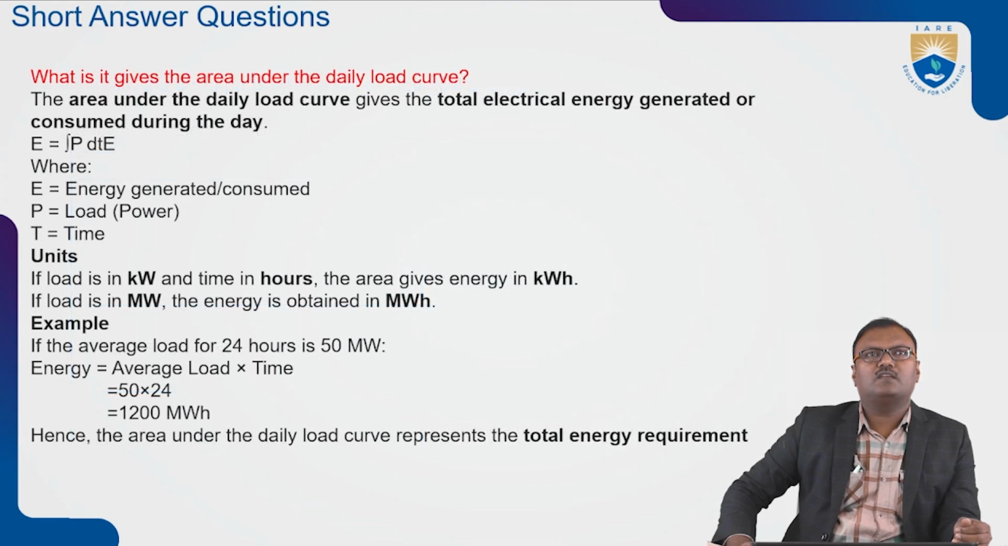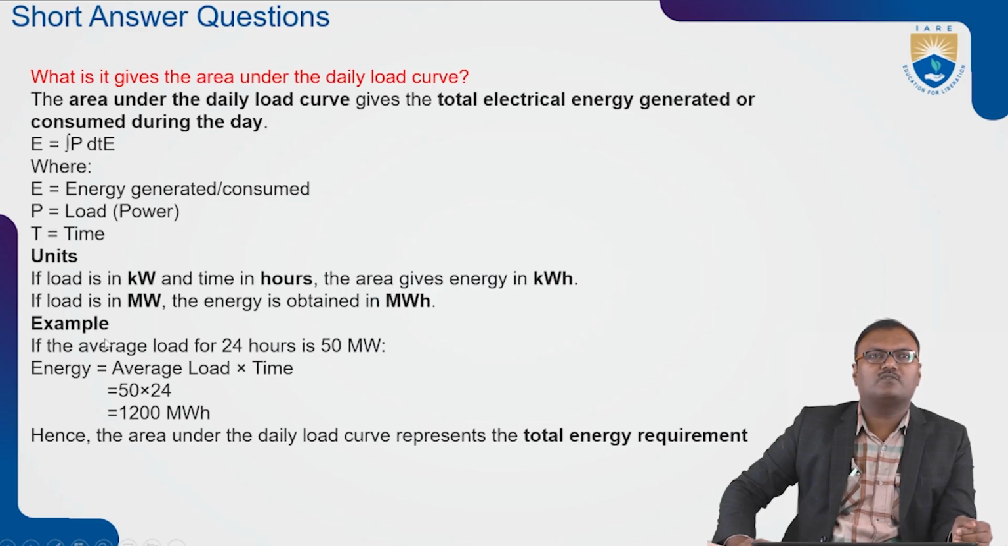So, what is the area under daily load curve gives? The area under daily load curve gives the total electricity generated or consumed during the day. It is mathematically represented as E is equal to the integration of P over a given time, dt, where E is the energy generated or consumed, P is the total load or power, and T is the time. Units are in kilowatts, that is, load is mentioned in kilowatts and time in hours. So the area gives in terms of kilowatt hours.